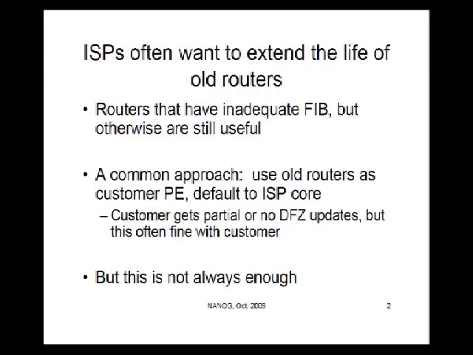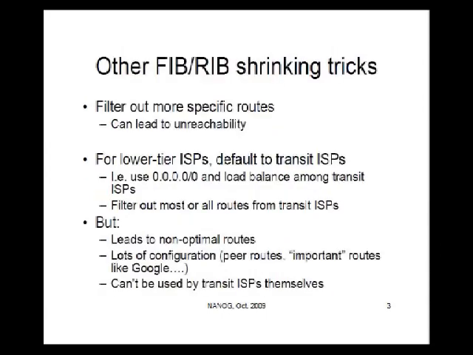A common and very effective approach is just to take old routers and reuse them as customer PE routers, and then just have these routers default to the ISP core. And as long as your customer doesn't demand the full DFZ in the BGP peering, you're fine. But this takes you so far, and maybe for a lot of ISPs that's far enough.